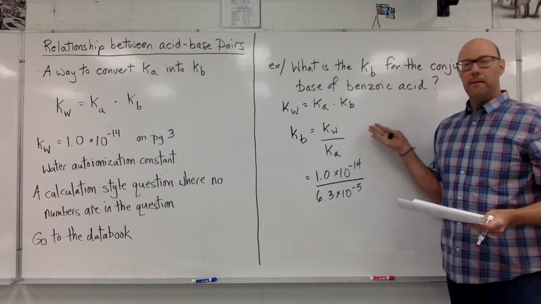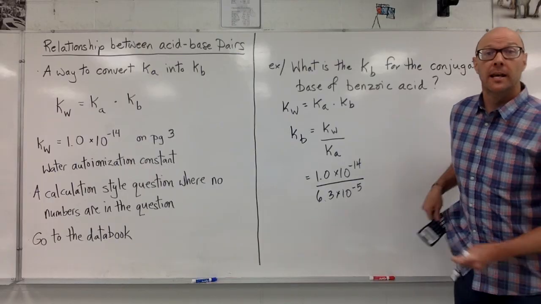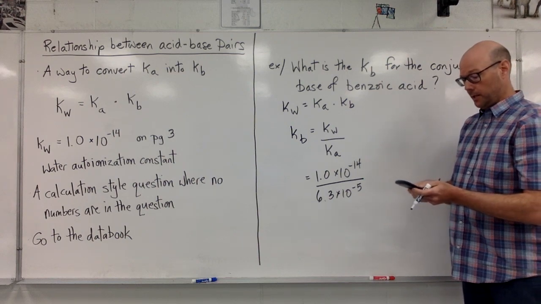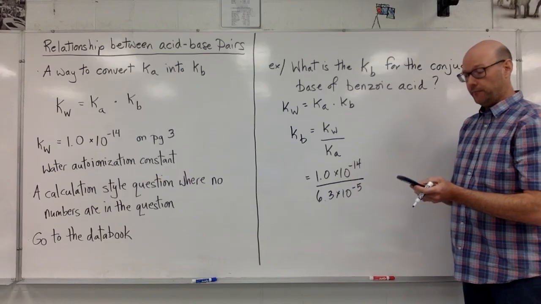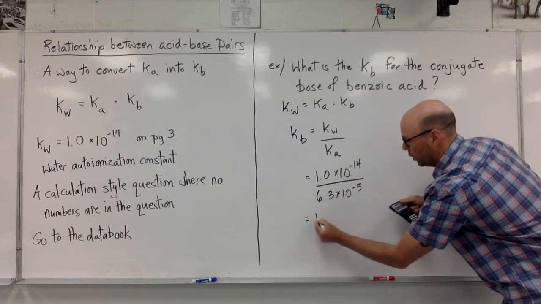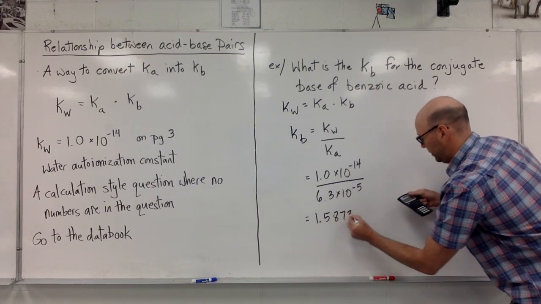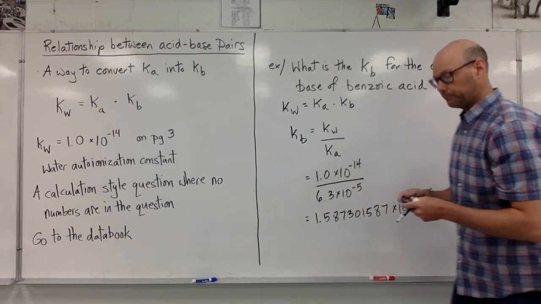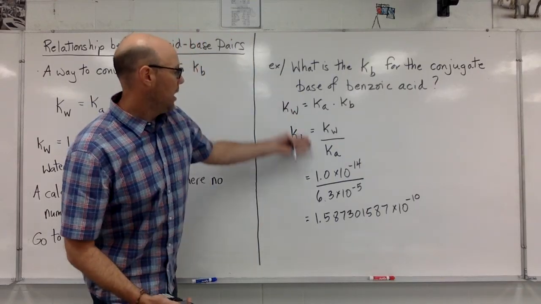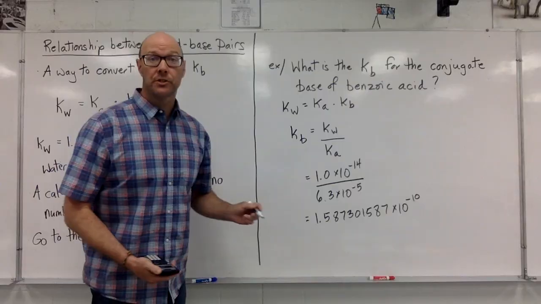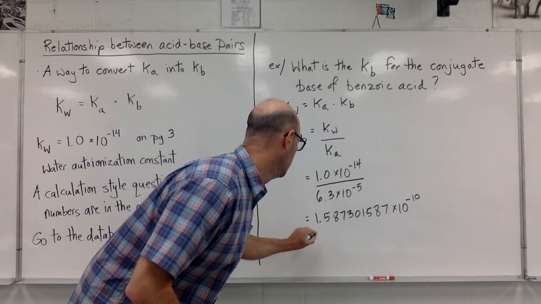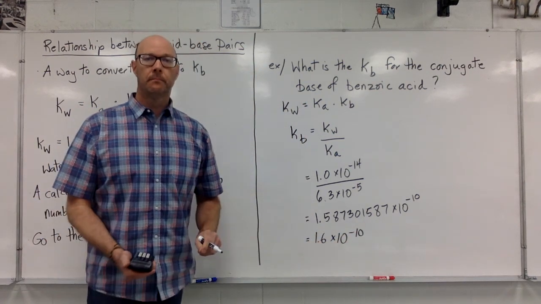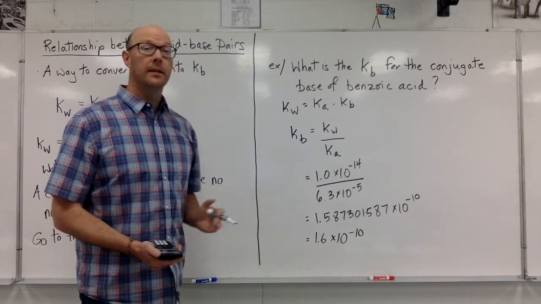The calculation that we're going to perform, we had to look up both values. Now we can do the operation. 1 times 10 to the power of negative 14 divided by 6.3 times 10 to the power of negative 5. We get 1.587301587 times 10 to the power of negative 10. Okay. We need to think about our significant digits. The numbers that we used had 2 significant digits. Our answer, likewise, 1.6 times 10 to the power of negative 10. The base equilibrium constant doesn't have units, so we made it to the end of the question.